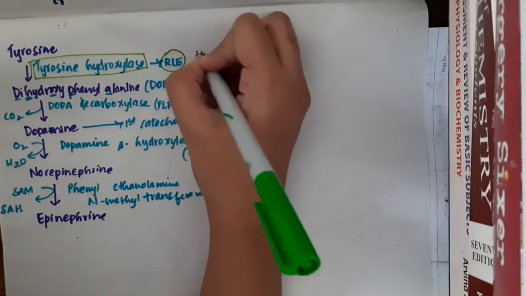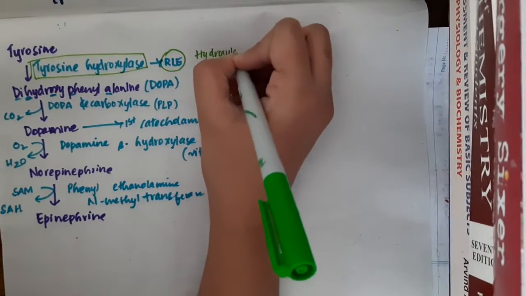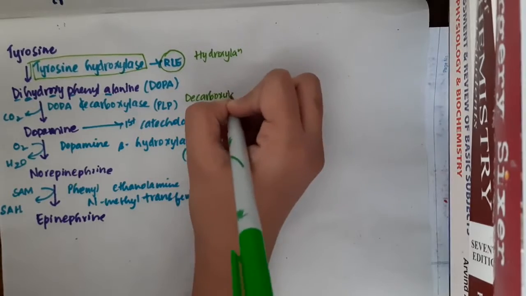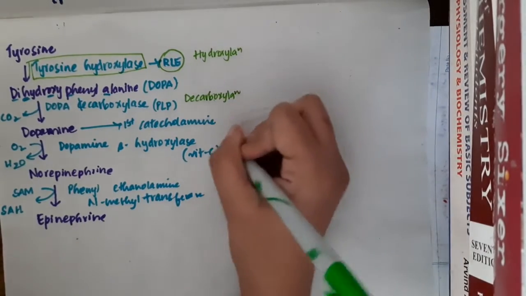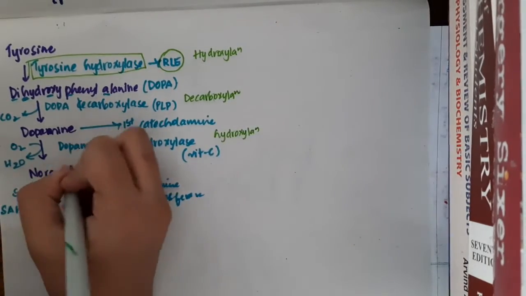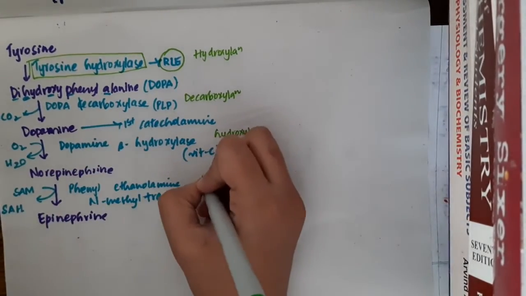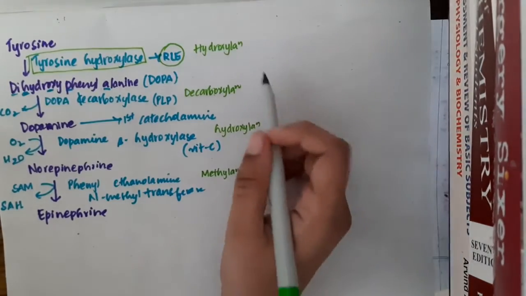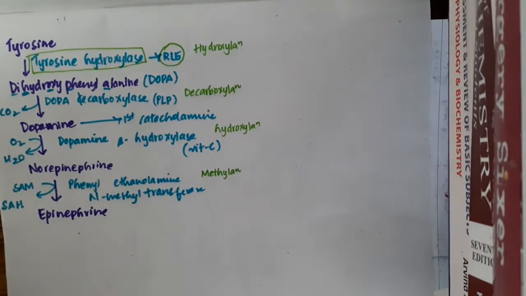So you should remember the first reaction is a hydroxylation reaction. Then by decarboxylation, the DOPA forms dopamine. Dopamine by hydroxylation again forms norepinephrine. Then norepinephrine by methylation forms epinephrine. At least if you remember these, you can guess the enzymes through the options. Right? So this is the special product, that is catecholamines are synthesized from tyrosine.